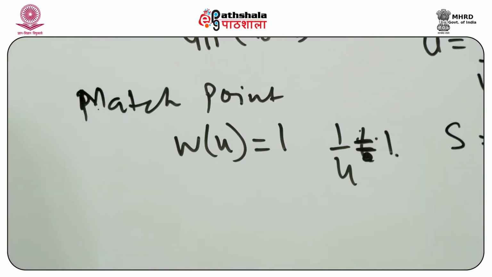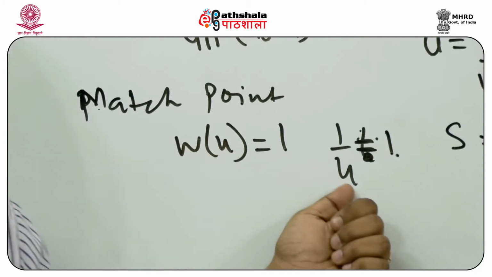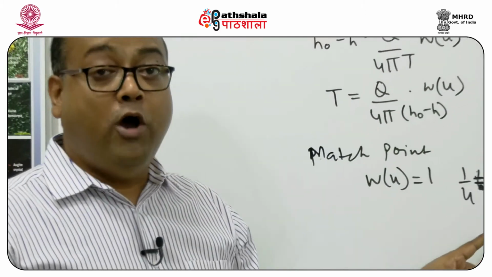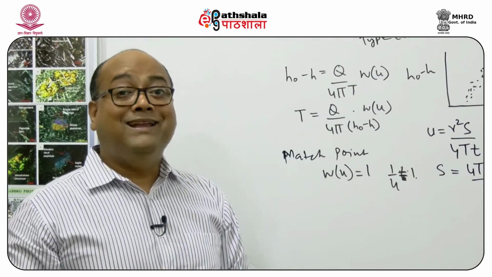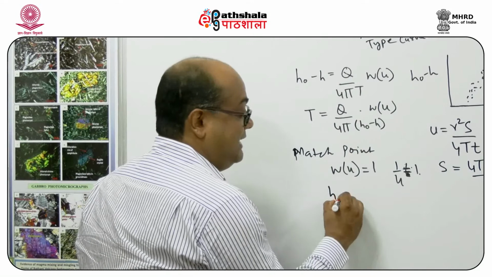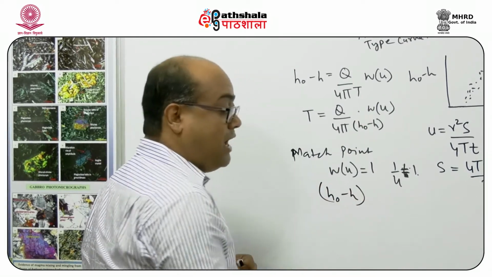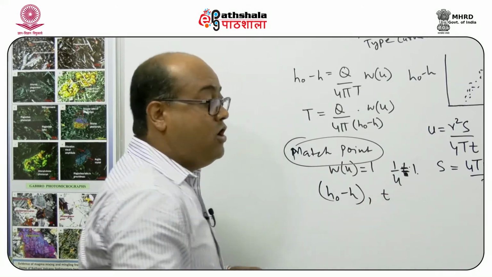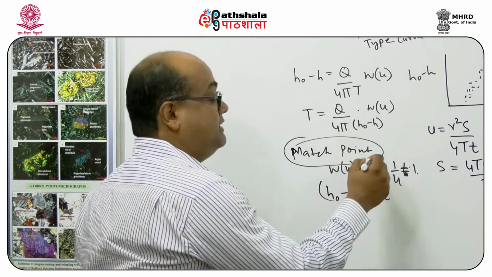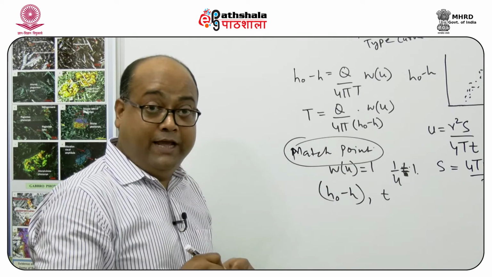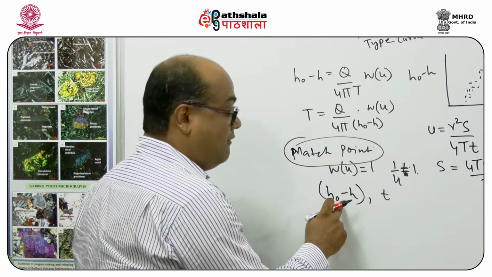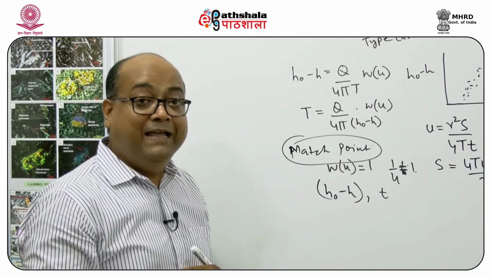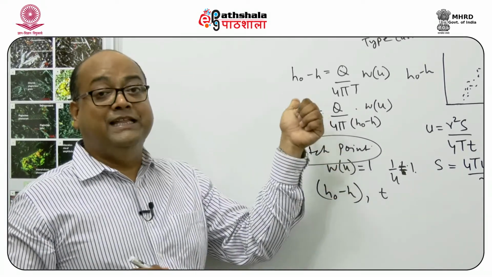Okay, so if this is the match point, then at this particular point we try to find out the value of h0 minus h, that is the drawdown, at this match point, and also the value of t at this particular match point. Once we get the value of h0 minus h, which is the drawdown, and that of the time, we can put these values in the equation.